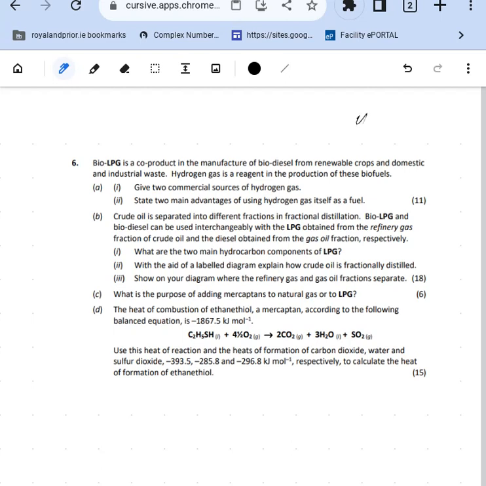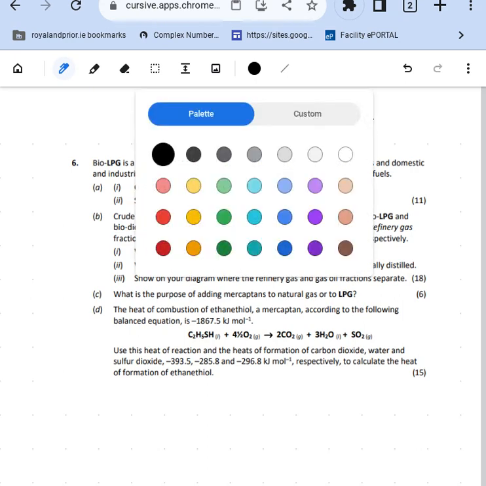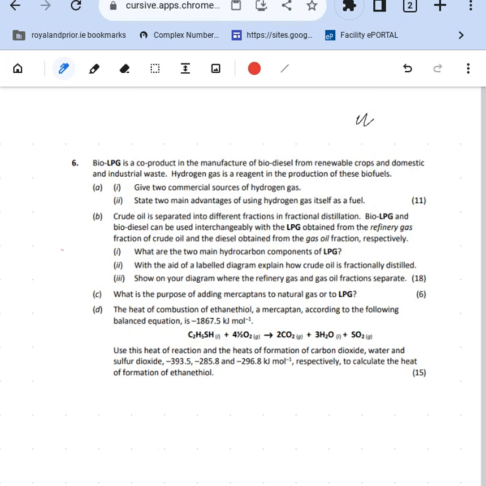Right, 2021, question 6. So, had a theory at the start. Give two commercial sources of hydrogen gas. So, where can hydrogen gas be produced? The ones there, I always think of dehydrocyclization. It's one of the ways of making a high octane number from a low octane number, and one of the products there is hydrogen gas given off.